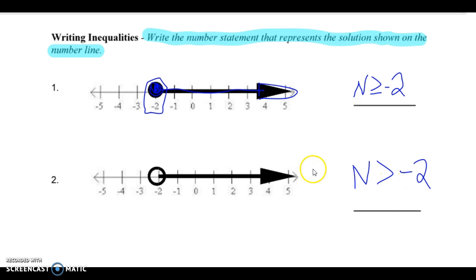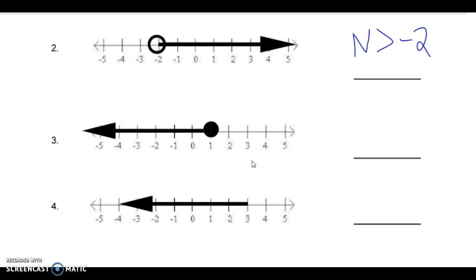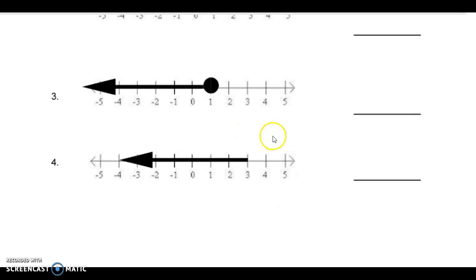Okay, let's go down. We have example 3 and example 4. So why don't you pause the video for a minute or two? Try example 3 and example 4. Okay, so if you tried example 3, you said, well, 1 is included on the number line, so let's pick all the numbers including 1, right? All the numbers that are less than or equal to 1. So how are we going to show that? Let's use the less than symbol. All the numbers that are less than or equal to 1.